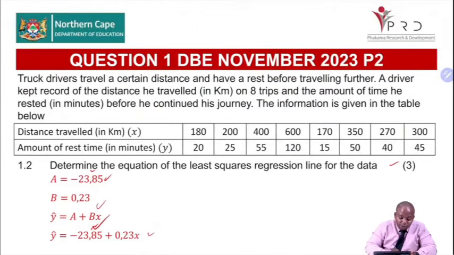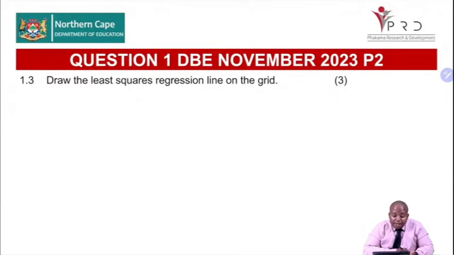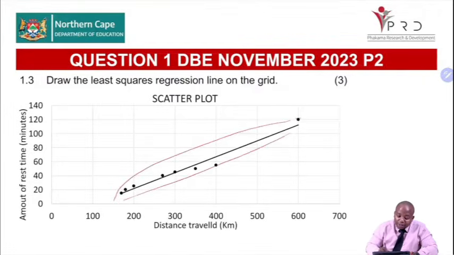For the marks there, you're going to get 1 mark for A, 1 mark for B, and 1 mark for the whole equation being correct. Number 1.3, we are supposed to draw the least squares regression line on the grid. Remember, this is a line that is going to pass where most points are. So I'm going to draw it there, and make sure that the line passes through a mean value in this case.